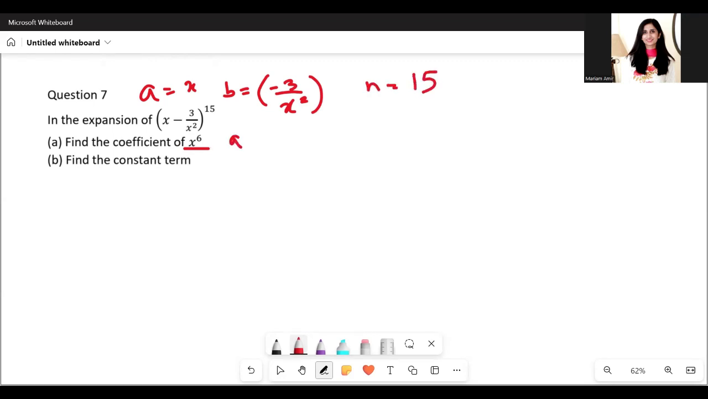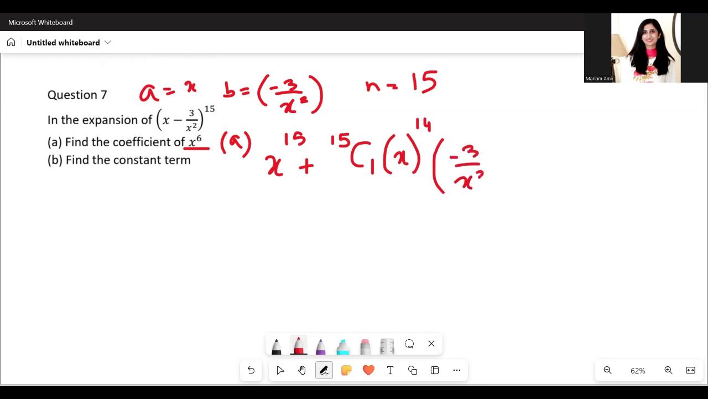So for part A, let's start the expansion. It's going to be x power 15 plus the next term, the second term, which is 15C1, first term, which is x, power the difference, which is 14, and the second term, which is minus 3 upon x squared, power the lower value of c, which is 1. Now, is this the x power 6 term? We'll have to stop and check.